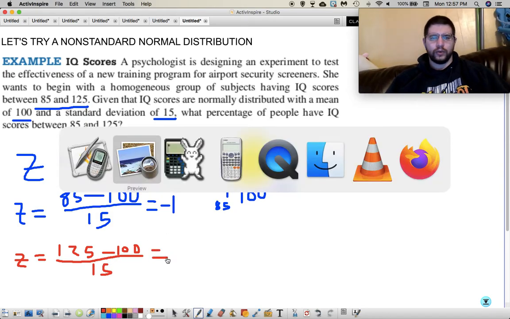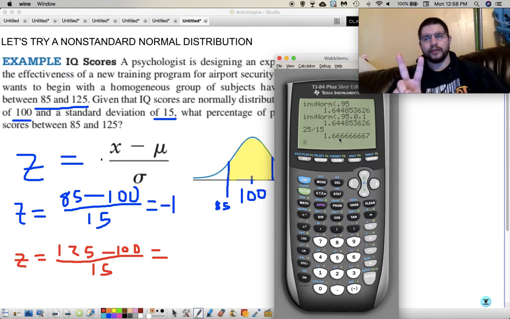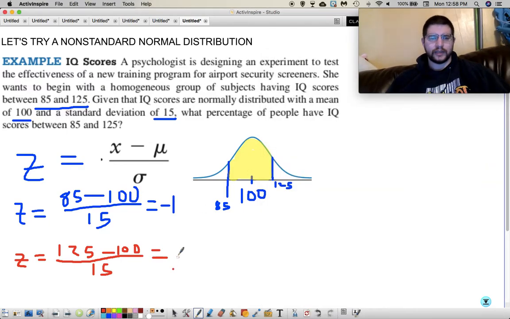That one I'm going to need a calculator for. That's going to be 125 minus 100 is 25 over 15 is 1.67. For z-scores, just go 2 decimal places. Z-scores 2 decimal places. Areas 4. Probability 4 decimal places. Z-scores 2. So 1.67 here.